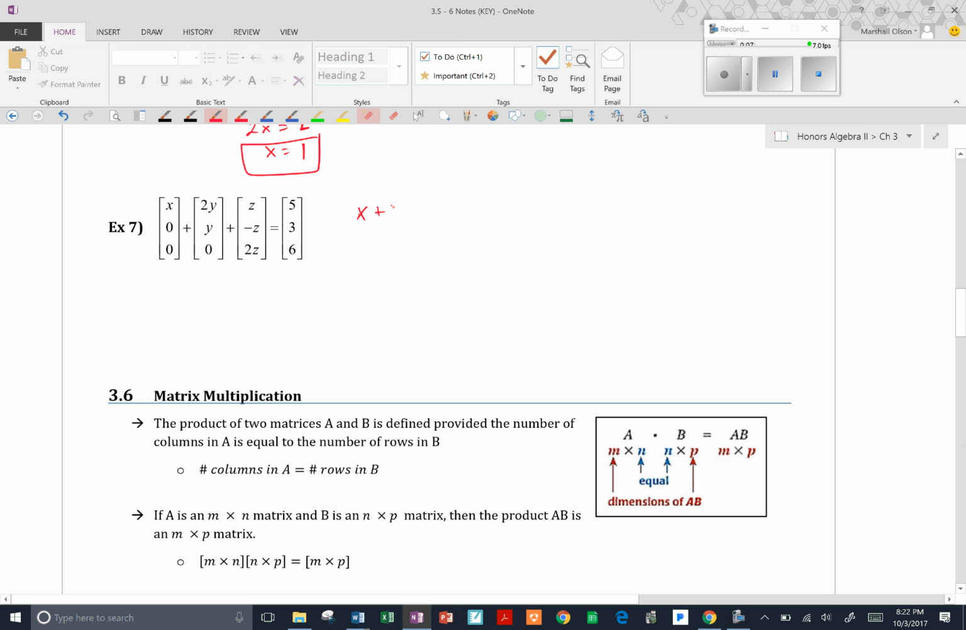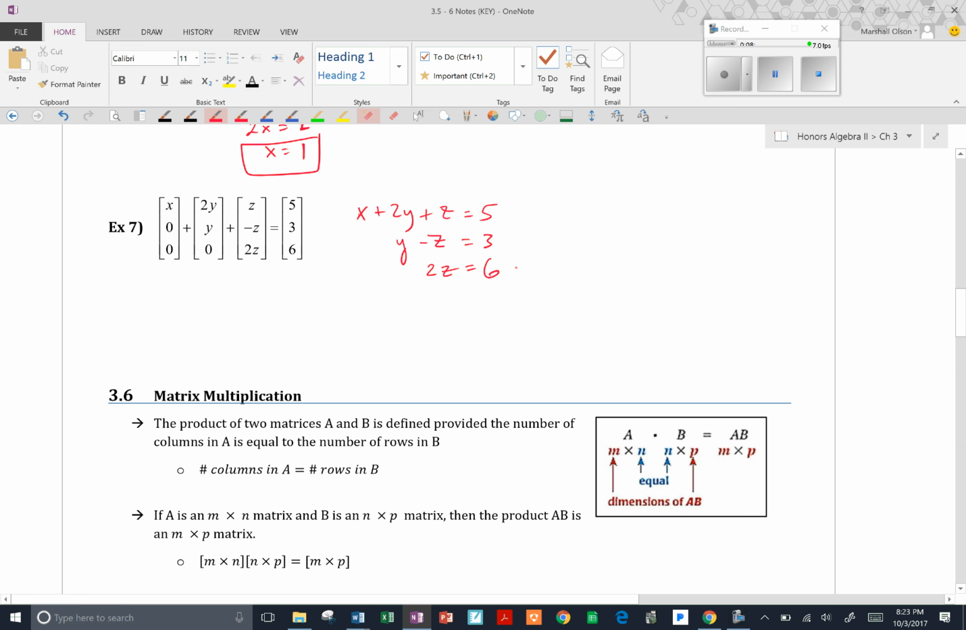X plus 2y. So I got that one plus that one equals 5. Okay. And then I'm going to do that now with the second row. I have 0x, excuse me, plus y plus negative z, so just minus z equals 3. And then the last one is just 2z equals 6. So we have a 3 by 3 system. This is our first 3 by 3 system. 3 equations, 3 unknown variables. But it's set up pretty nicely for us because of that guy right there.